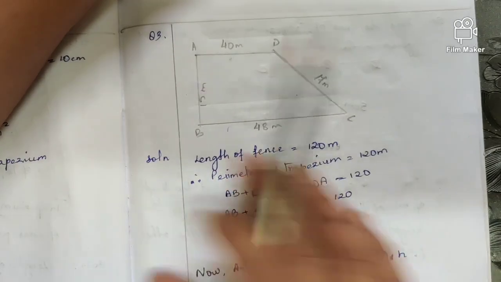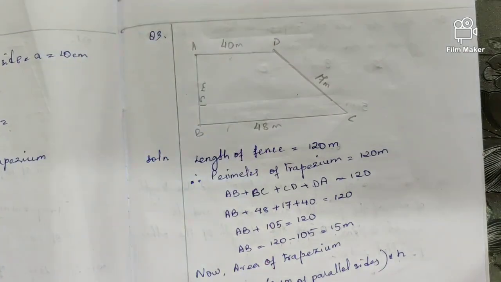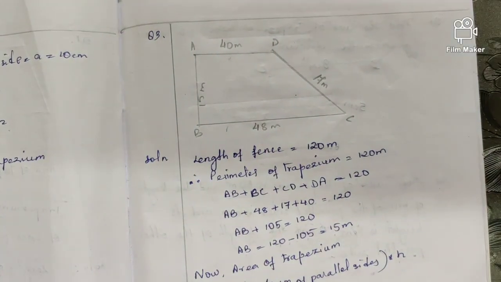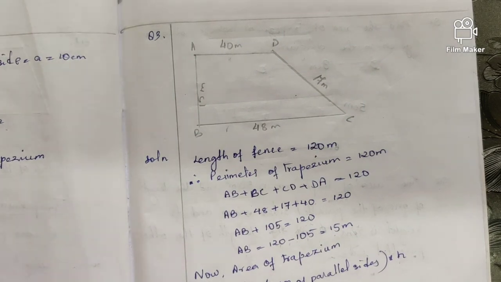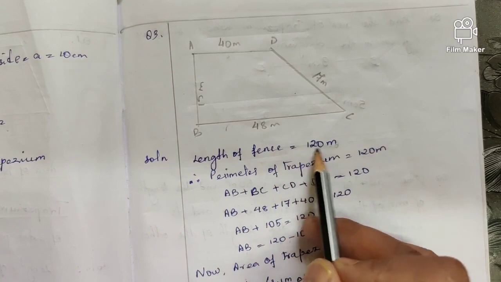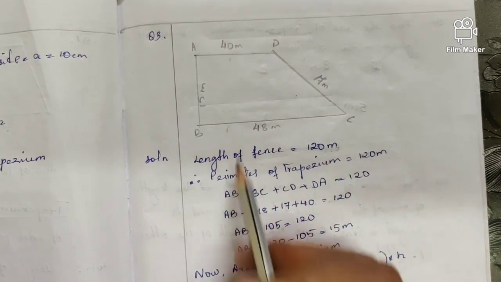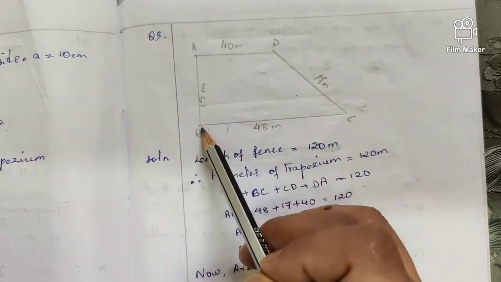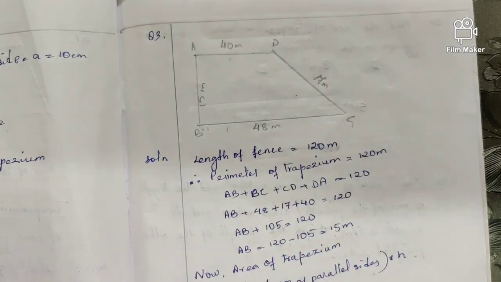The length will be the perimeter. The perimeter is 120. That means when all sides are given, we can add all the sides to know the perimeter. Here, the length of the fence is equal to 120. That means the perimeter of the trapezium is equal to 120. When we add AB, AD, BC, DC, it equals 120.